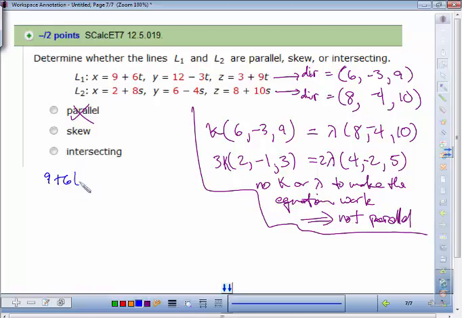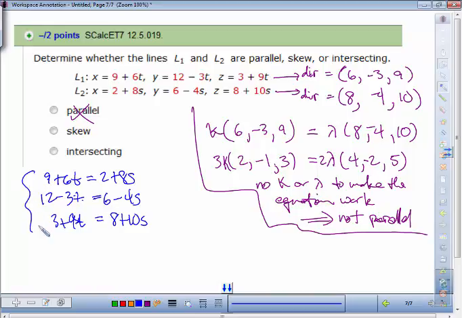We're going to get 9 plus 6t is equal to 2 plus 8s. We're going to get 12 minus 3t is equal to 3 plus 9s... is equal to 6 minus 4s. And then we're going to get 3 plus 9t is equal to 8 plus 10s. So we're going to get 3 equations and 2 unknowns.